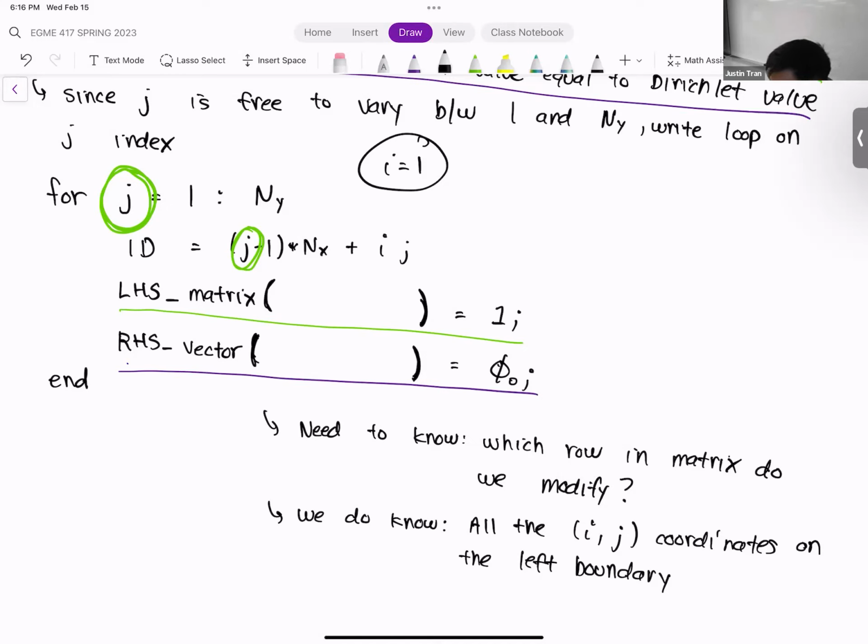Let me not do this. The semicolons look like J's; they're not supposed to be J's. So we just plug right into our ID number equation here. Now that we know the ID number, we can do ID, comma ID, because that's going to be the diagonal entry for the left-hand side matrix. And for the right-hand side vector, because it's a vector, we only need one reference, and that's just going to be ID.